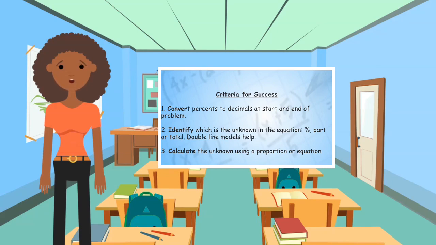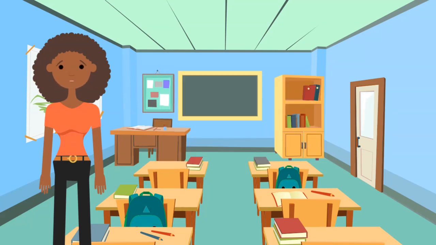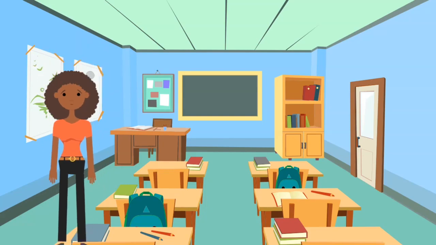The second thing we have to be able to do is identify the unknown in the equation. So you're going to see me read problems carefully, annotate, and see what's there and what's not there. Usually there's going to be a percent, a part, or a total. You're going to have two, and one is going to be missing. And finally, we're going to calculate the unknown using these two strategies, a proportion or an equation. So let's jump into today's models. You're going to see me model both, and you're going to pick the one that works best for you.